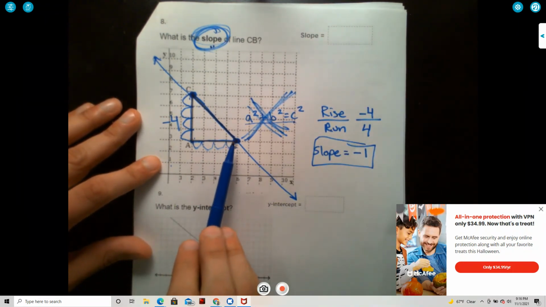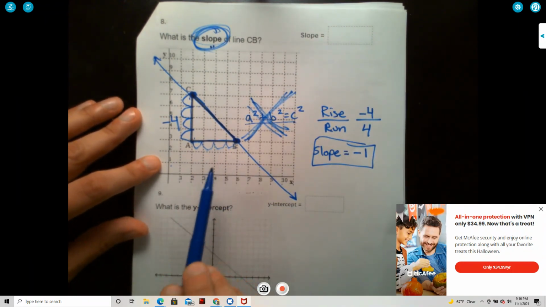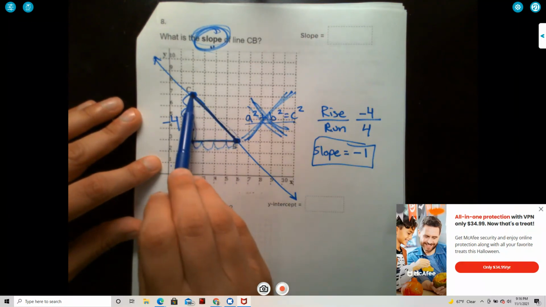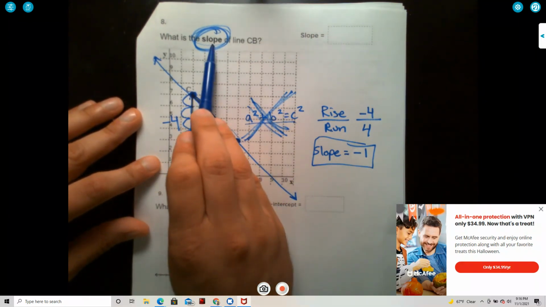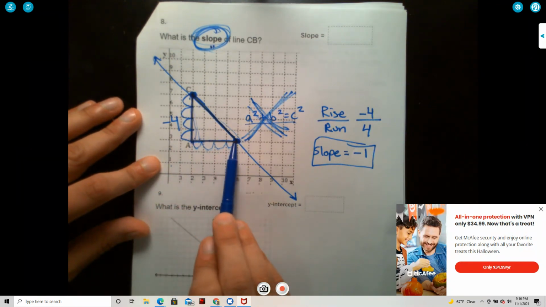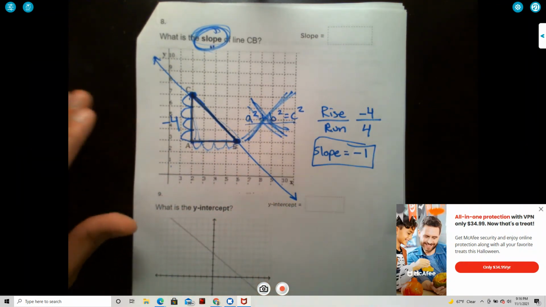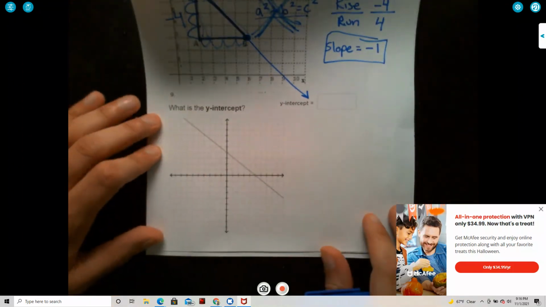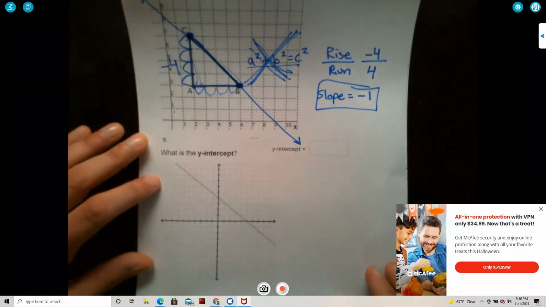All right, so make sure you pay careful attention to that. So you're going to see a problem that looks like this. You're going to have a right triangle, but you're looking for the slope. So you're going to treat it just like you would rise divided by run. No Pythagorean theorem. All right, so in this question, what is the y-intercept?